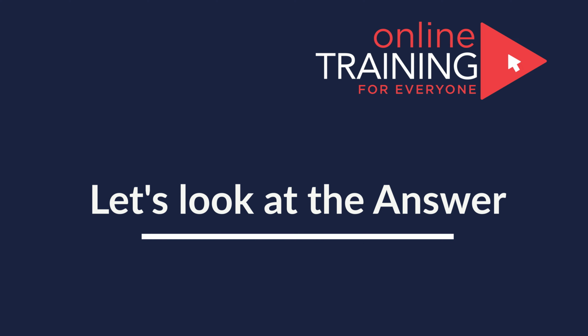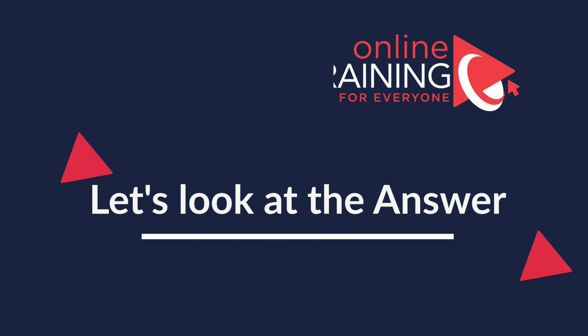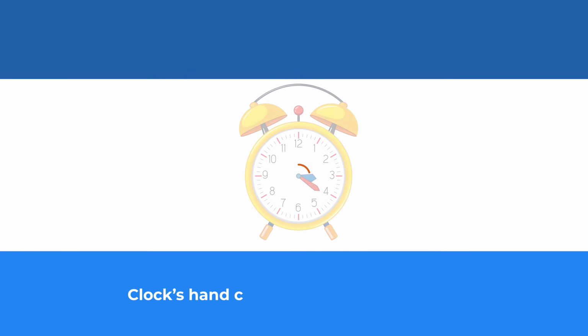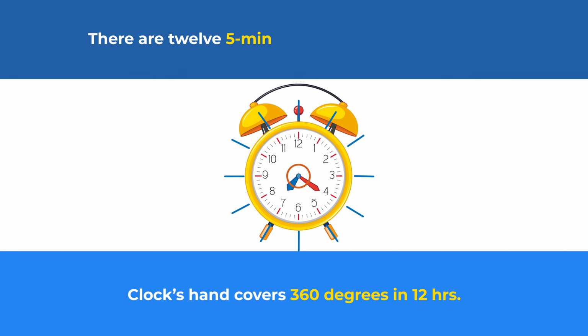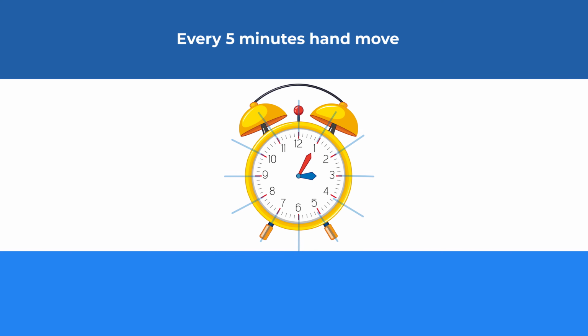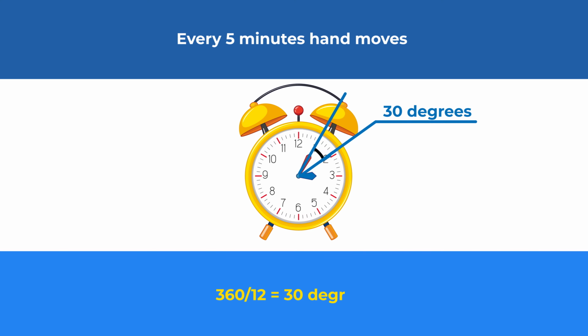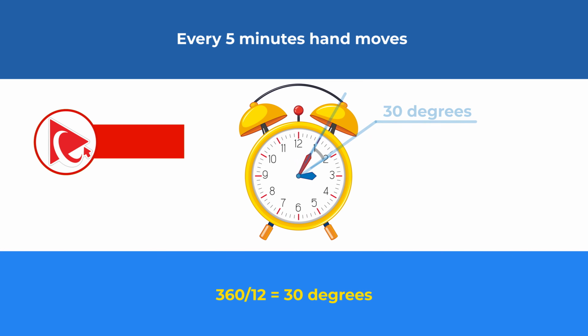Because clock's surface is a circle, clock's hand covers 360 degrees in 12 hours. There are 12 5-minute sections on the clock, and every 5 minutes, the hand covers 30 degrees, which is calculated as 360 degrees divided by 12, which is equal to 30 degrees.